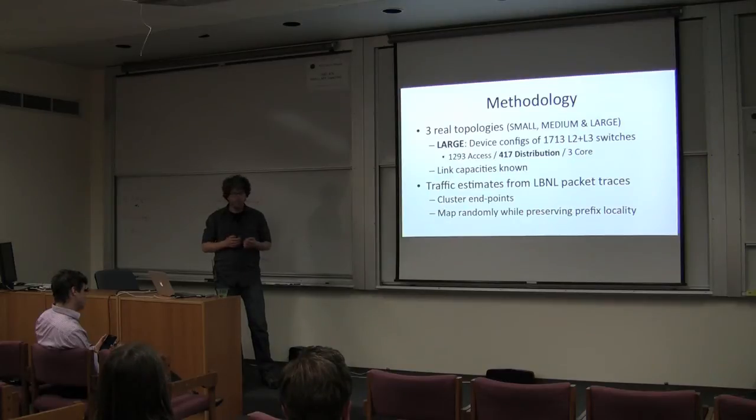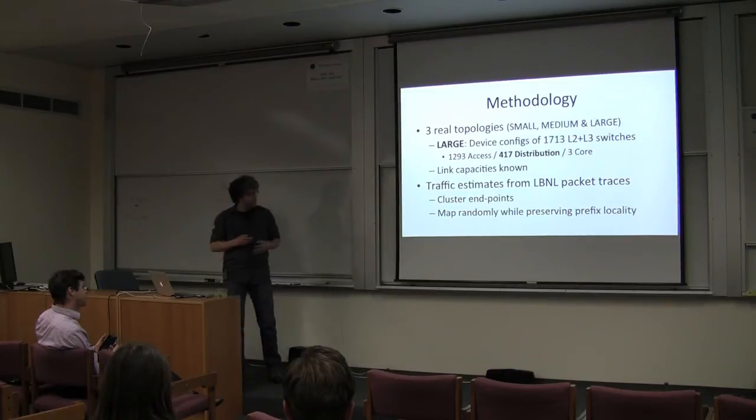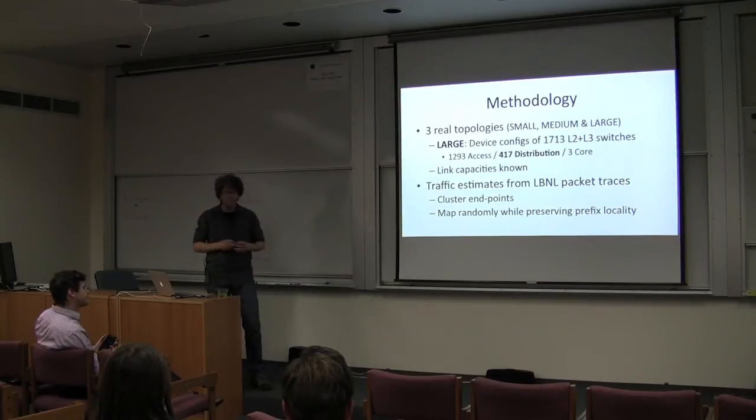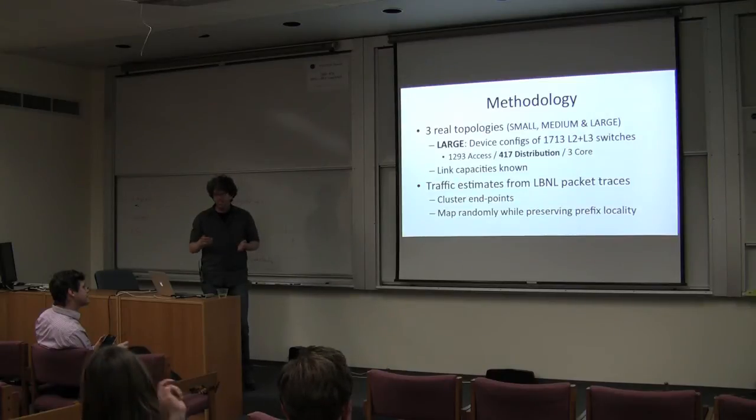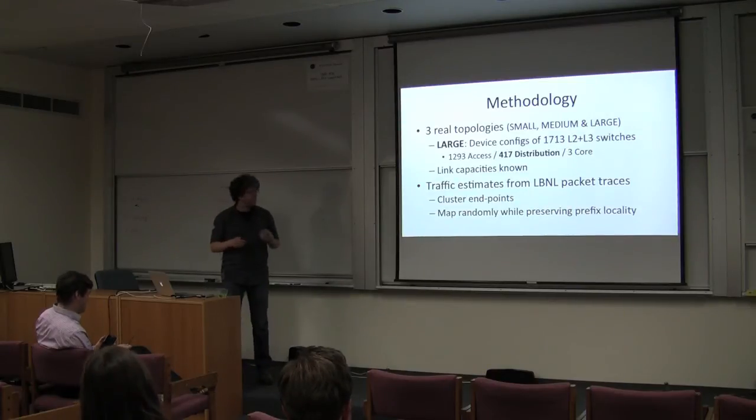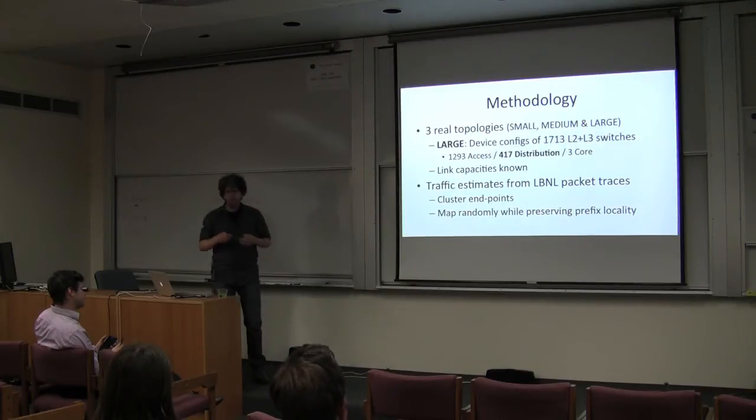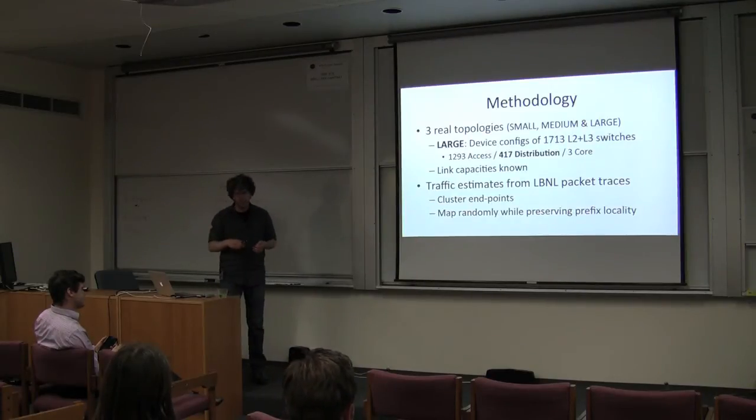configuration level data for these networks, and we know the link capacities as well. So on top of this topology, we use traffic estimates from a large enterprise network in the neighborhood somewhere here. And we begin by clustering endpoints in the topology and then assigning addresses from the packet level traces in a round-robin fashion that allows us to preserve prefix locality while projecting traffic loads onto the links of our network. And so this has a random component to it.